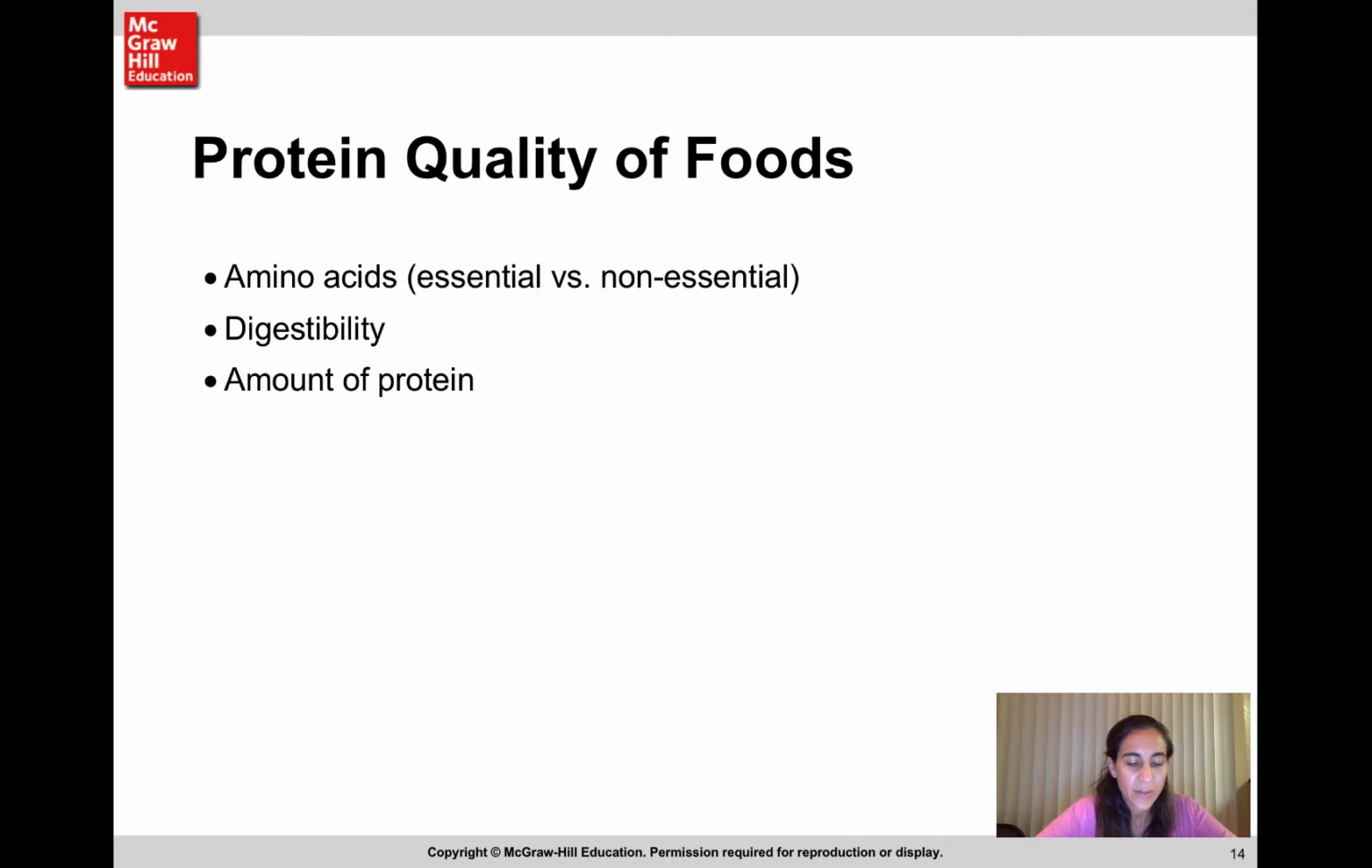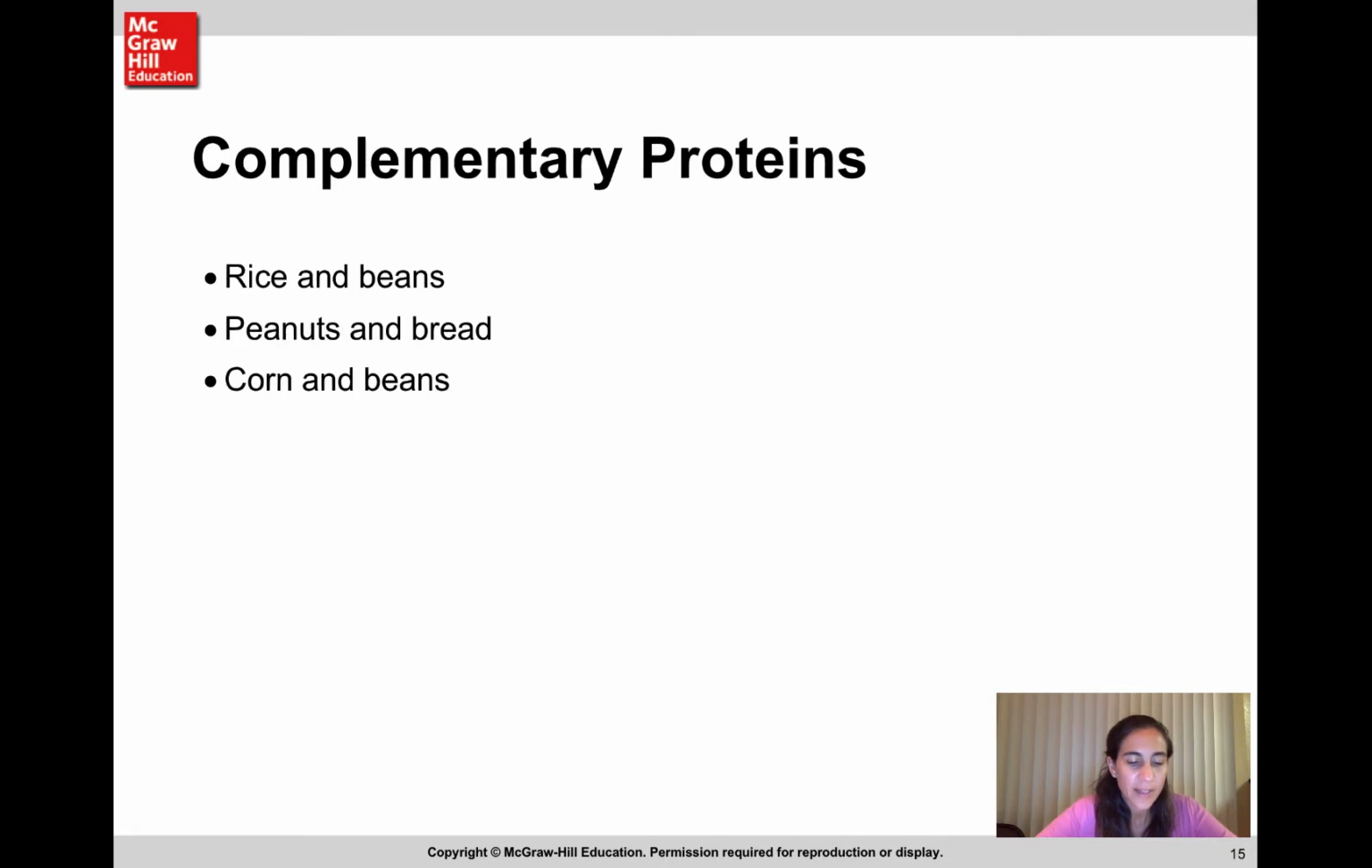Examples of foods that when paired together contain all of the essential amino acids include rice and beans. So rice will contain some of the essential amino acids that beans do not contain, and vice versa. Nuts or nut butter with bread, such as peanut butter with bread or almond butter with bread. Nuts would contain some of the essential amino acids not contained in bread, and vice versa. Also, vegetables and legumes would also be an example.